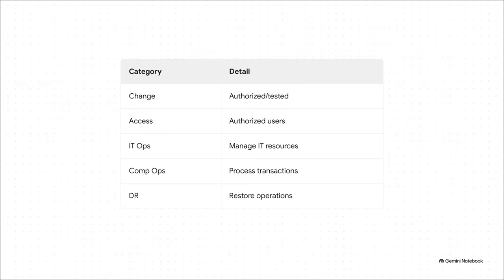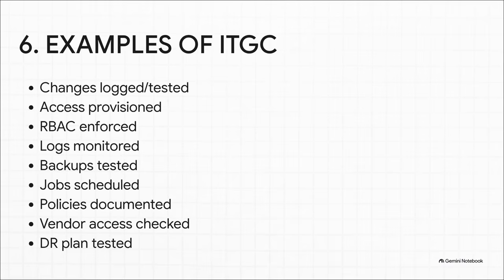Practically speaking, for change management, you wouldn't knock down a load-bearing wall in your house without checking the architect's blueprints first, right? It's the exact same logic for changing code. Let's move to 6, Examples of ITGC. The 9 examples are log changes, provisioned access, RBAC, which is role-based access control, monitored logs, regular backups, scheduled jobs, documented policies, vendor access, and disaster recovery plan.